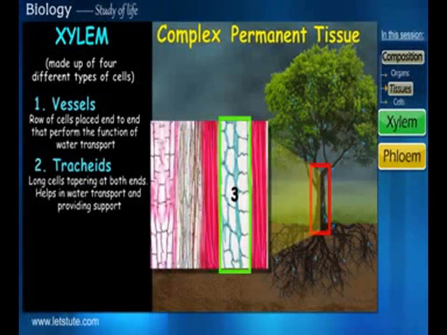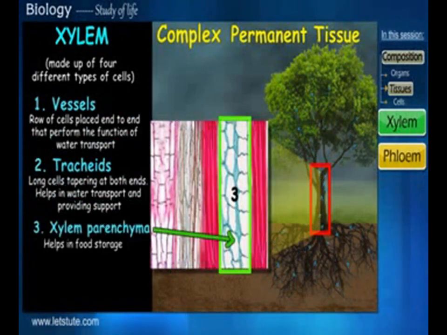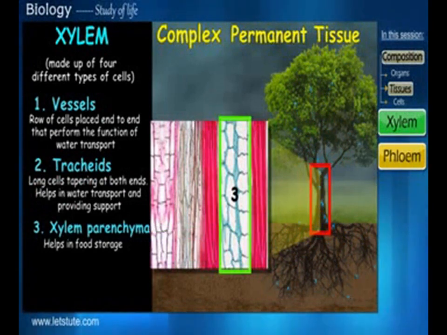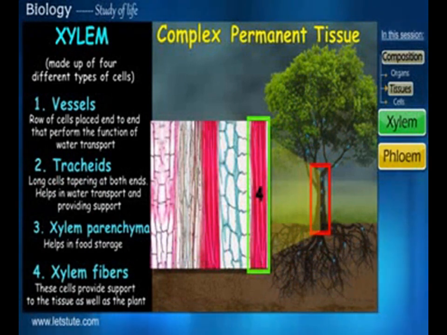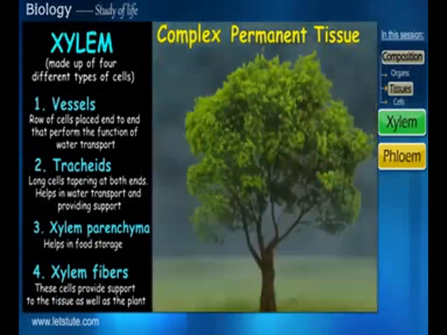Then the next one is xylem parenchyma. Now if you remember, we have said that parenchyma stores food. So quite evidently, xylem parenchyma also performs the same function of food storage. And lastly, there are xylem fibers. These cells are thread-like cells that provide support to the tissue as well as the plant. So here we've completed xylem.